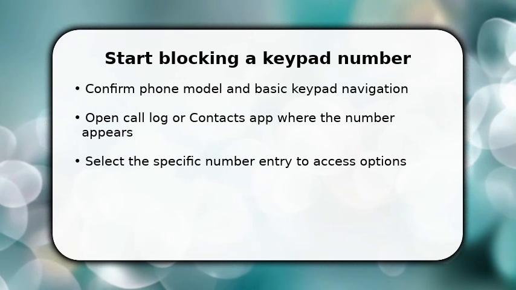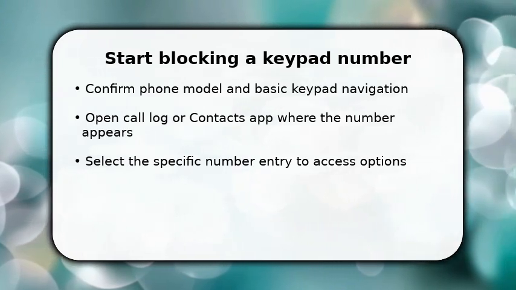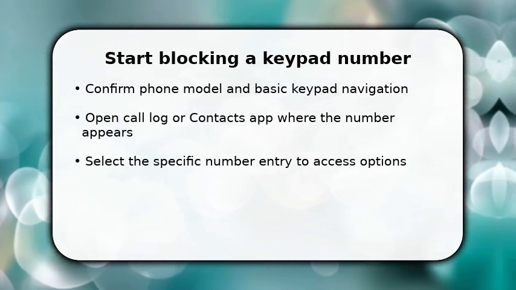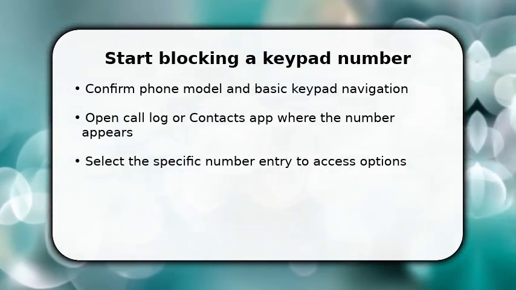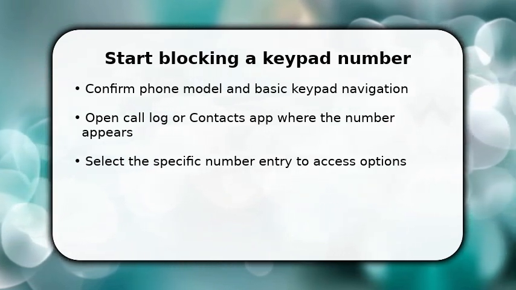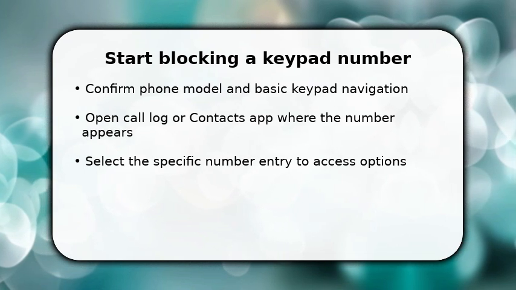You begin by locating the number you want to block. This saves time and prevents mistakes. Once you find it in the call log or contacts, press the menu key or long press the entry to reveal options. Make sure to choose the option labeled Block, Reject, or Add to Blacklist.